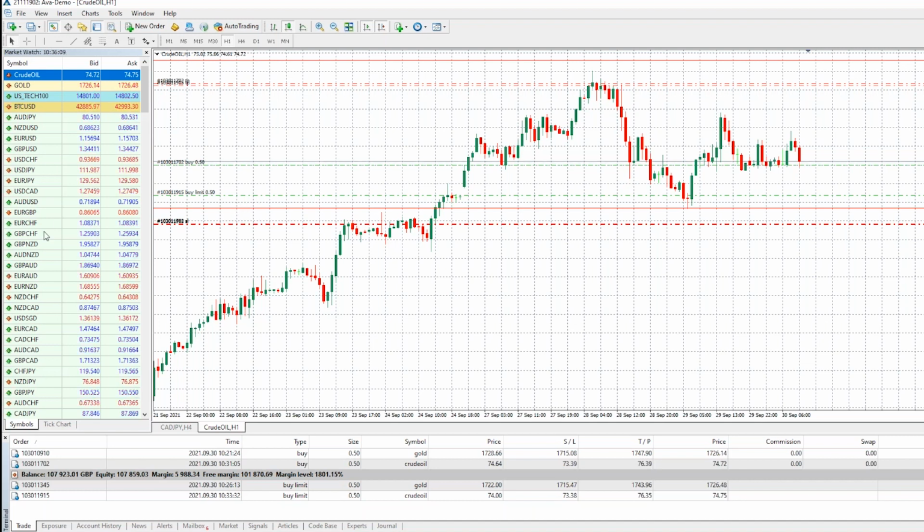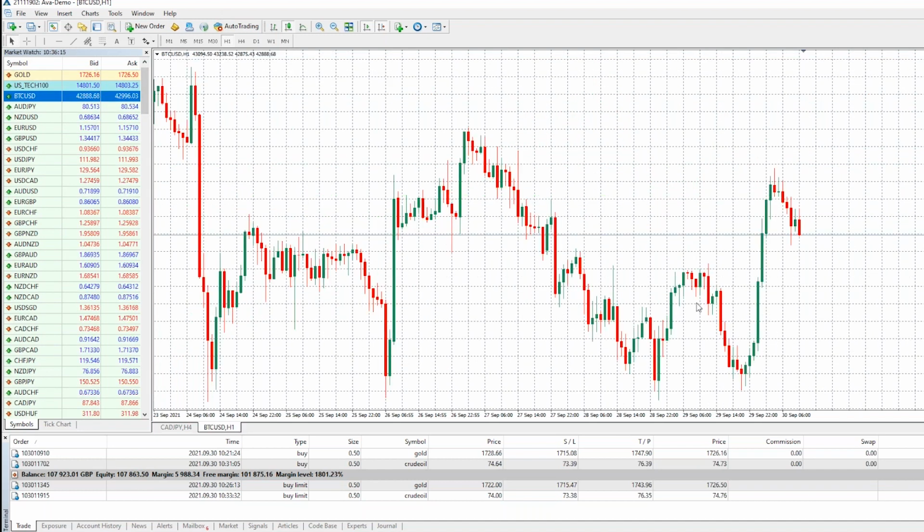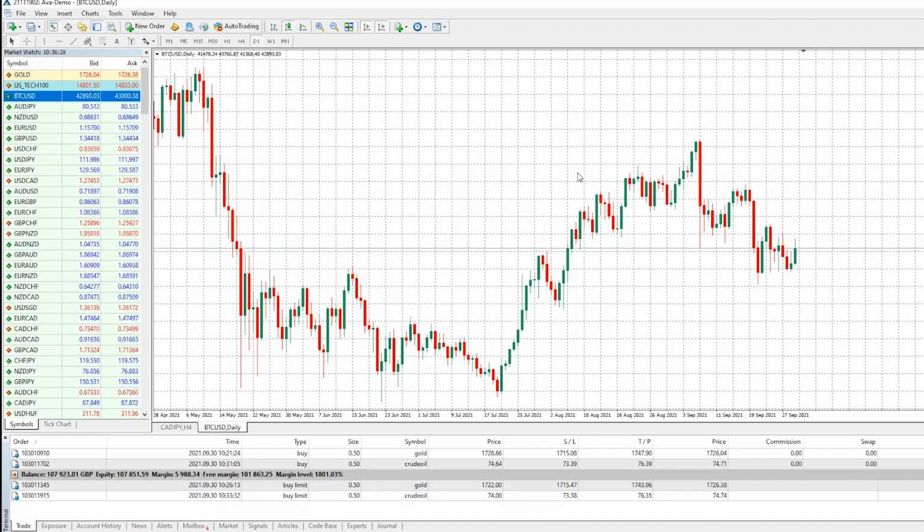Okay, so let's take a look at Bitcoin as an example for cryptos. And we see a recovery here over the last 12 hours or so, Bitcoin rushing upward on the 1 hour candles. If we go to the bigger picture, 1 day candles, we see Bitcoin topped out up here around 52,000, 53,000 just a few weeks back.